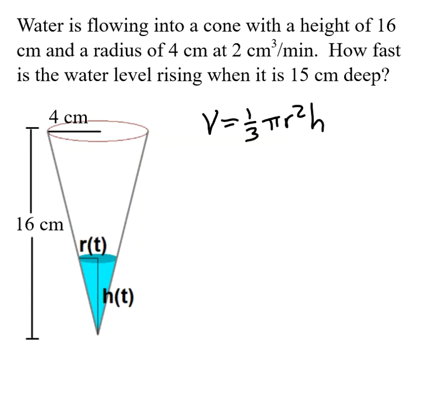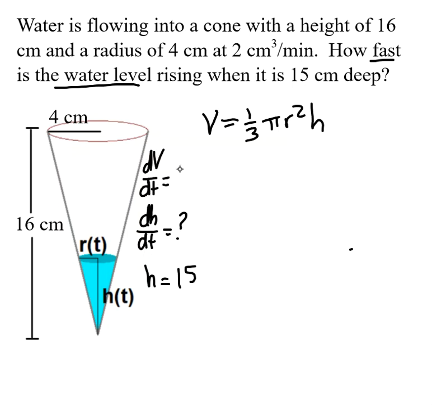How fast is the water level rising? That is dh/dt, and that is what we are trying to find in this problem. Now, we also have that the height at the end is going to be 15. We won't be using that until after we've taken the derivative. And we have dV/dt is 2 cubic centimeters per minute.